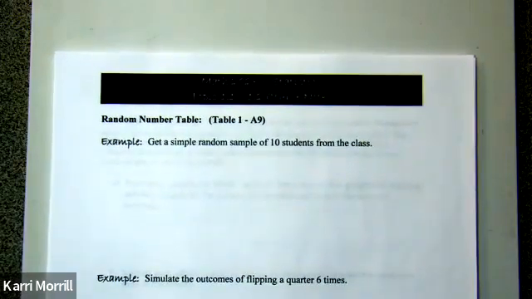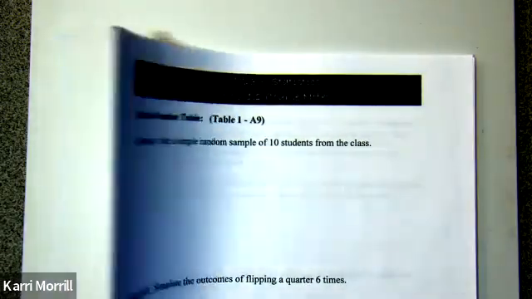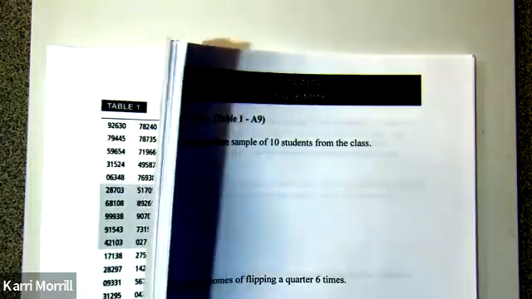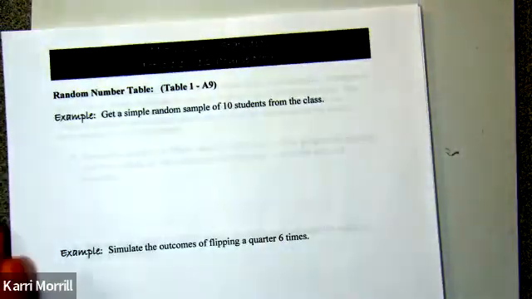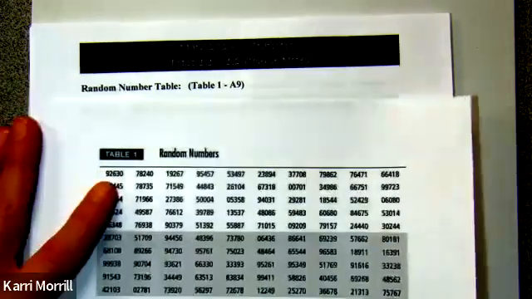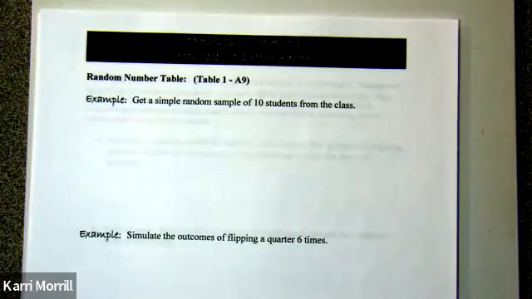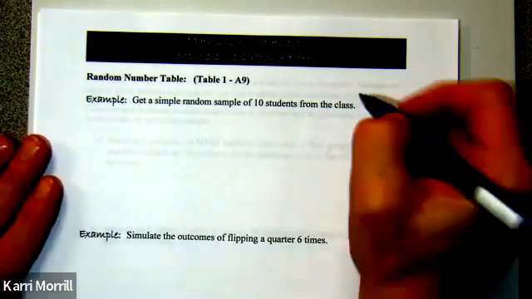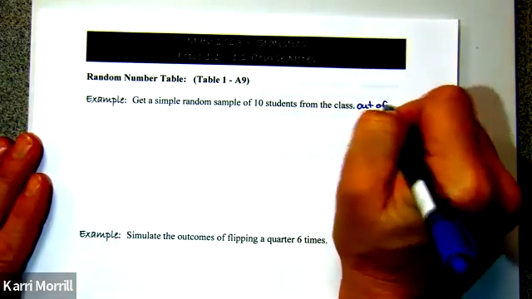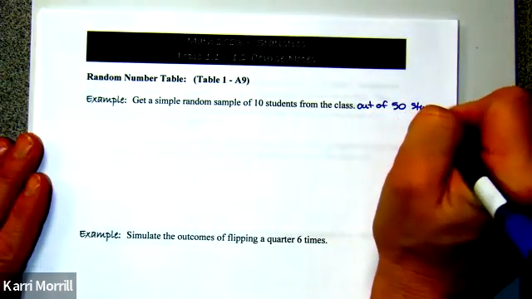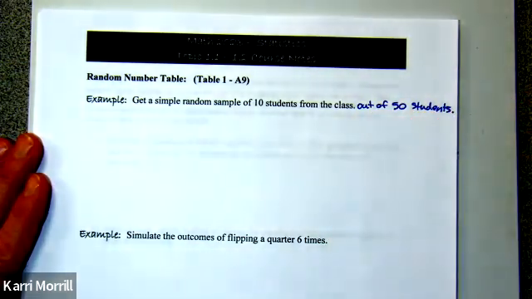So let's turn the page. You need to have your random number table to be able to answer this, which I need to get mine off the back of my paper. And it looks like this. It's your random numbers table. We're going to be using it with these next problems. So we're going to be asked to get a simple random sample of 10 students from the class. And it would tell you out of how many. So let's say out of 50 students. So let's add that to our notes.